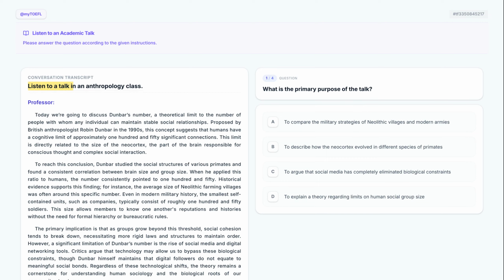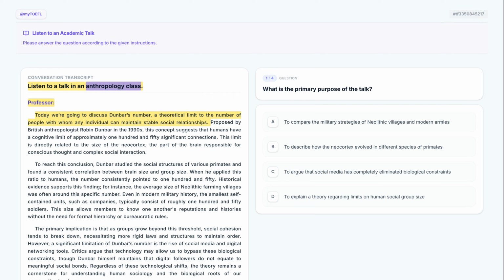Listen to a talk in an anthropology class. Since we are in an anthropology class, you should expect a discussion regarding human social development and biological evolution. The professor will provide a structured lecture, likely moving from a theoretical definition to supporting evidence, and finally to potential limitations. Today we're going to discuss Dunbar's number, a theoretical limit to the number of people with whom any individual can maintain stable social relationships.